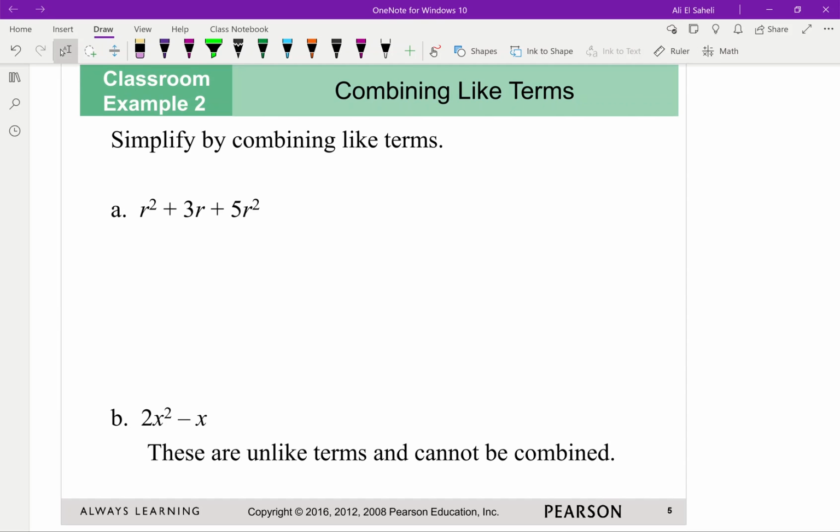Simplify by combining like terms. In this first expression, these two are like terms, so we can add them. 1r squared plus 5r squared is 6r squared, and 3r, there is nothing we can do about it. And the second one, b, there is nothing we can do about this. We don't have like terms, so this stays as is.